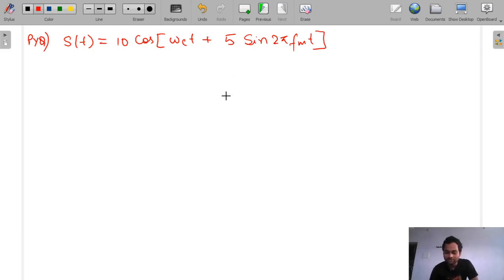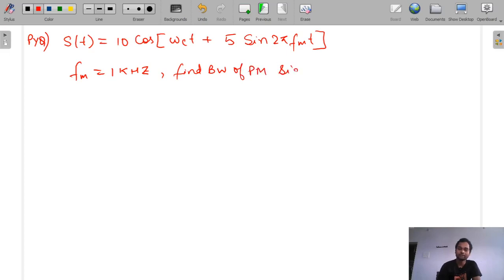And in this question, FM is also given, the frequency of the message signal, that is given as 1 kilohertz. Now you have to find the bandwidth. This is a very simple logical question. Find the bandwidth of the phase modulated signal. If it is a phase modulated signal, then this is our Kp into m(t).